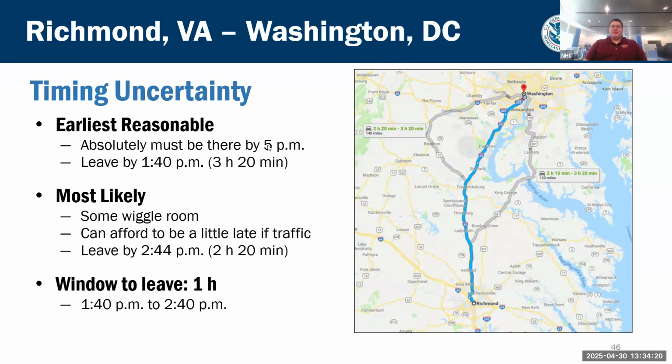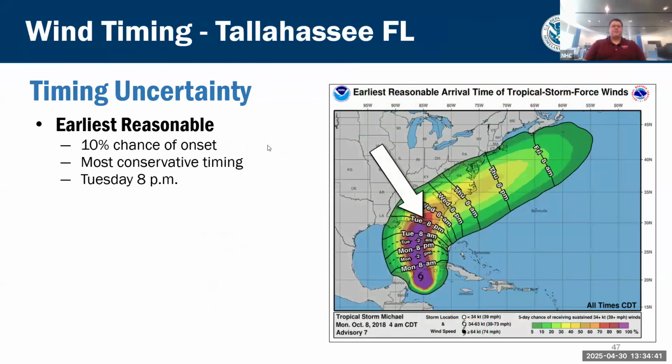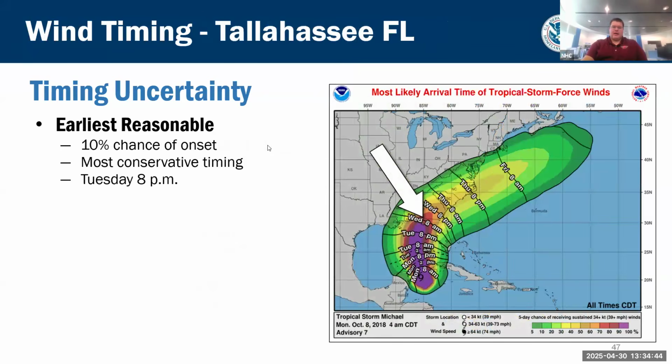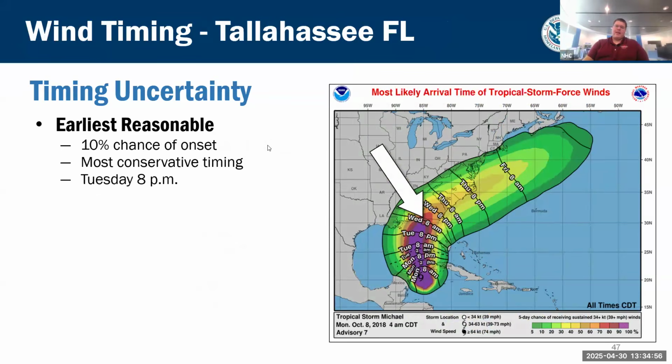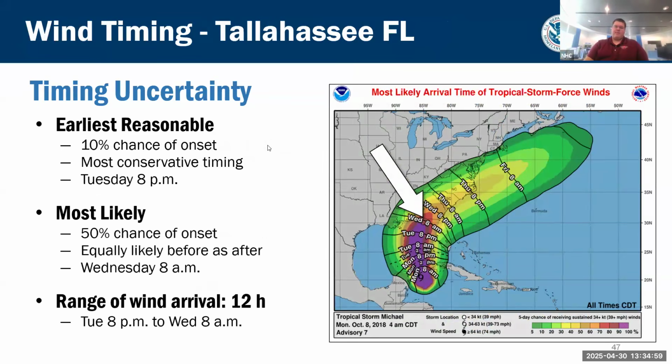So using an everyday example of Google Maps, I can't take any risk, or I have a little bit of wiggle room, really depicts that earliest reasonable time I need to leave, or the most likely time I can get there a little late if there is some traffic. It's the same way we use the most likely and earliest reasonable time of arrival graphics. So just an example for Tallahassee, for earliest reasonable, there's a 10% chance of exceeding. So there's only a 10% chance that tropical storm force winds will arrive before this time, 8 p.m. Tuesday. And then for the most likely arrival time, 50% chance equally before or after 8 a.m.